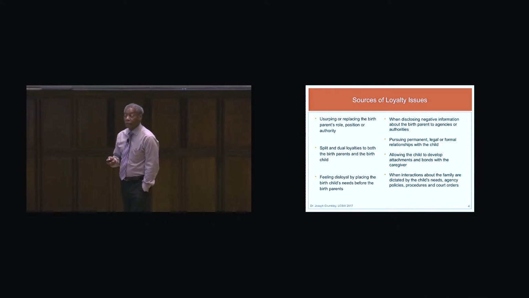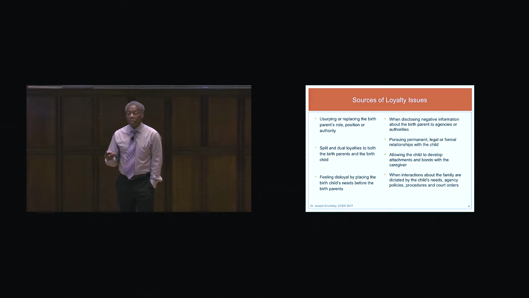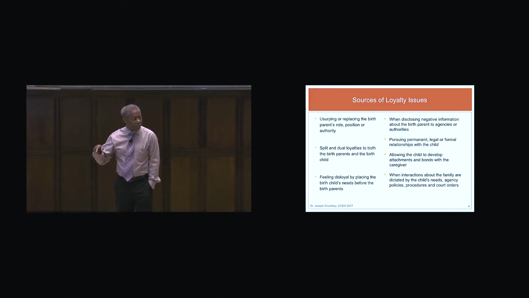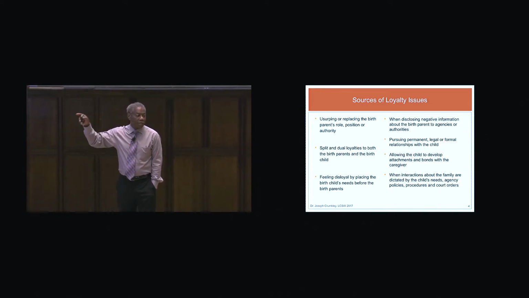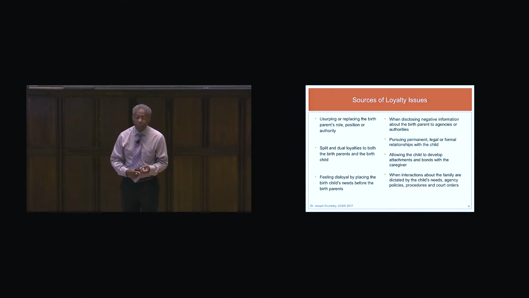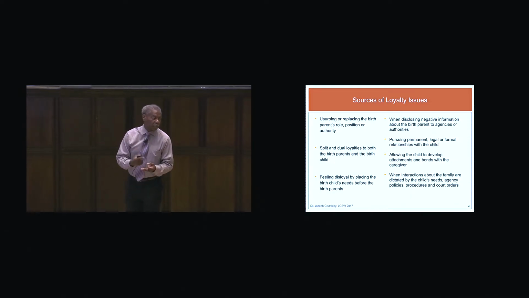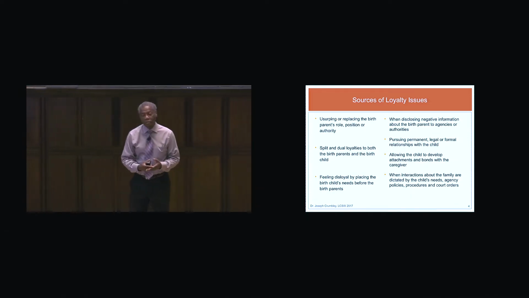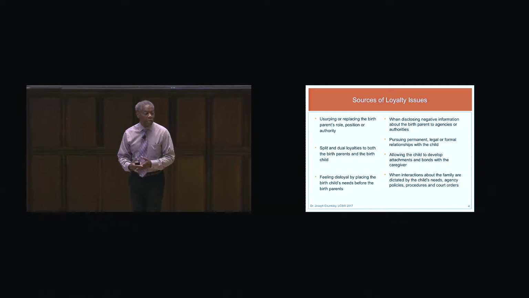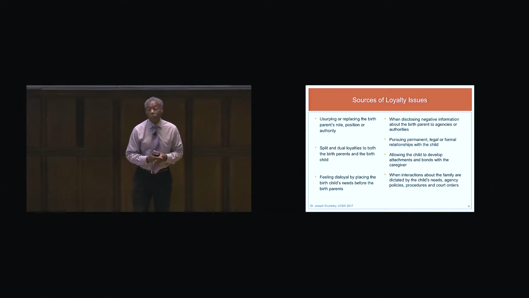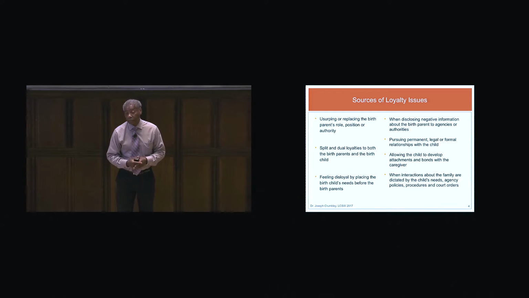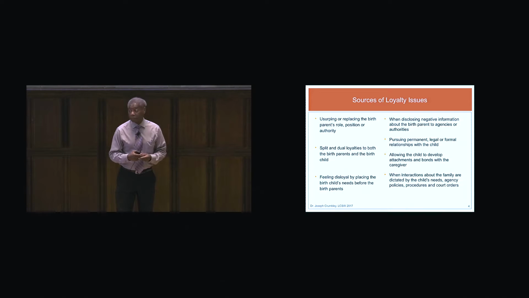Another source of disloyalty, or feelings of disloyalty, is when you're disclosing information about the birth parent. You're going to have to tell the agency about when they were late and how often they showed up. You've got to supervise the visit. You've got to let agencies know if they're using drugs. And you know it's information that you're sharing that's going to be used against the birth parent. That can make you feel like you're being disloyal. In fact, that can even make you feel like you're betraying them.